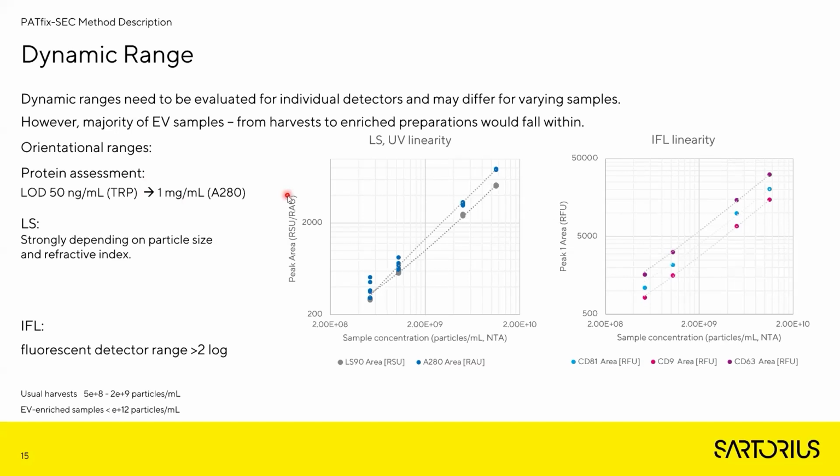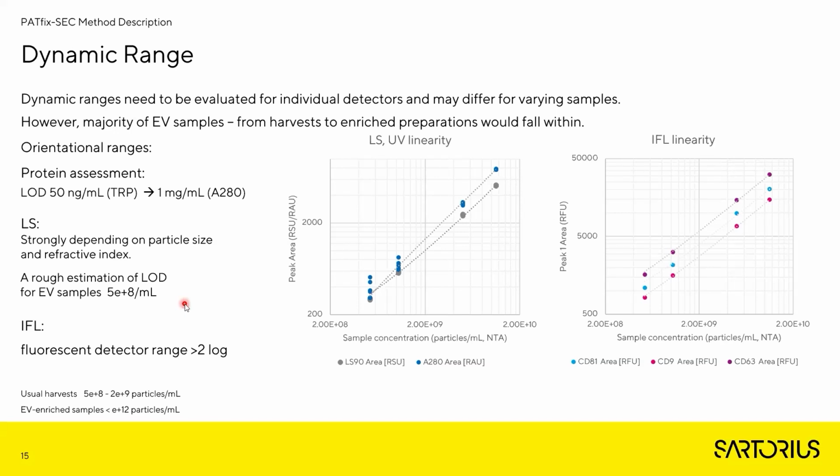So for protein assessment, based on albumin, we can estimate that the limit of detection would be about 50 nanograms per milliliter based on tryptophan fluorescence, up to 1 milligram exploiting the UV detector. Light scattering, of course, greatly depends on the particle size. However, a rough estimation of the limit of detection for EV samples would be about 5e⁸ particles per milliliter.